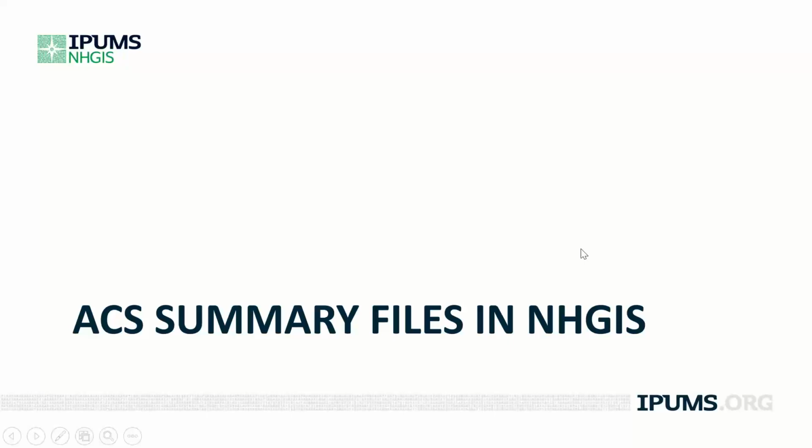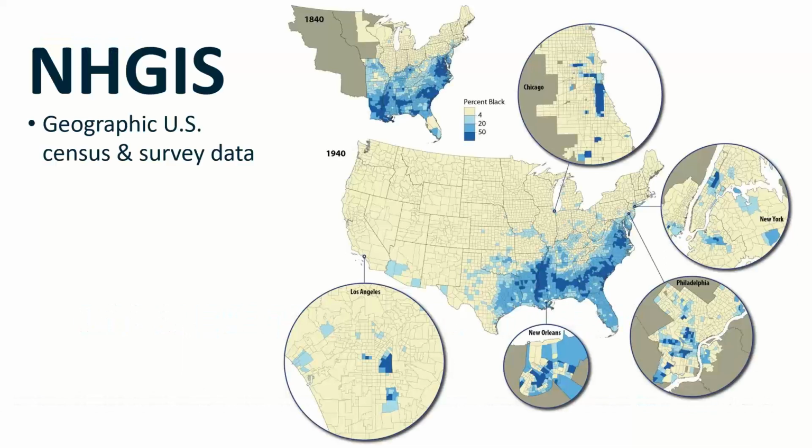So what I want to do in order to present this is first spend like the first half of my discussion just presenting what we do with summary file data in NHGIS so that you have a better idea of what our needs are. And then after that, I'll talk specifically about our experience working with the new summary file. So the background is that NHGIS stands for the National Historical Geographic Information System. This is a project that's been around for about 20 years now.